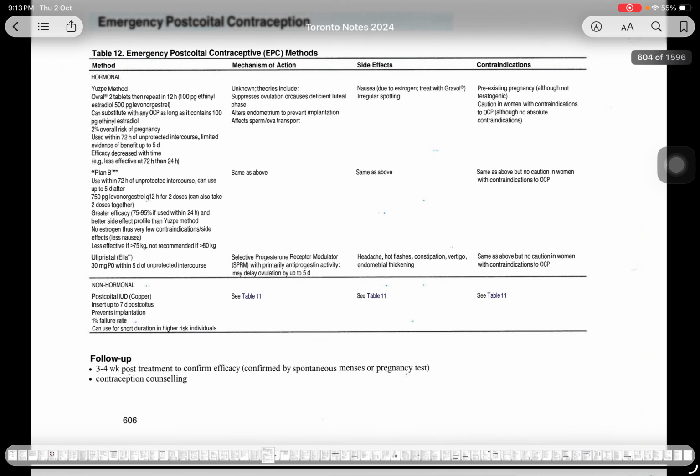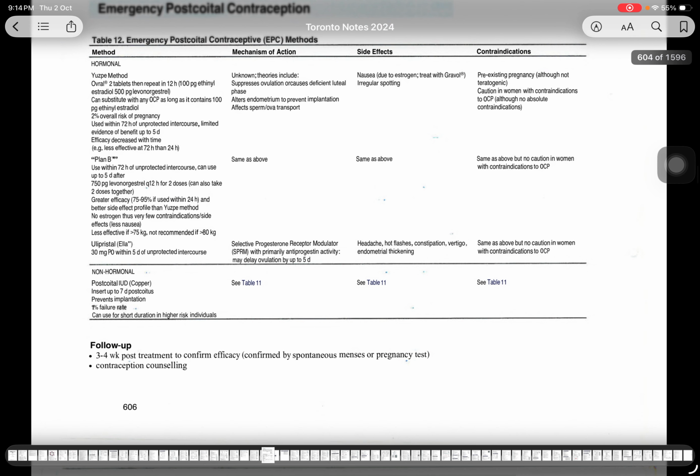Plan B, used within 72 hours of unprotected intercourse, can use up to 5 days. This one has 750 microgram of levonorgestrel every 12 hours, 2 doses, or you can take 2 doses together. Greater efficacy, 75 to 95% if used within 24 hours, and a better side effect profile than Yuzpe. So Plan B is better than Yuzpe, and this has to be taken within 24 to 72 hours. The earlier it is taken, the better it is.